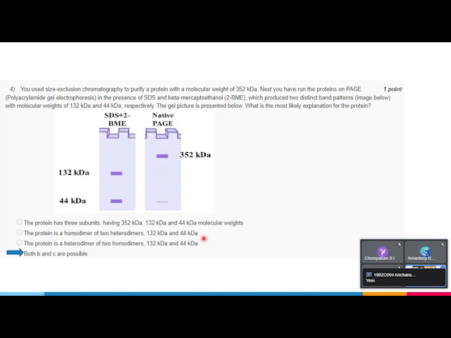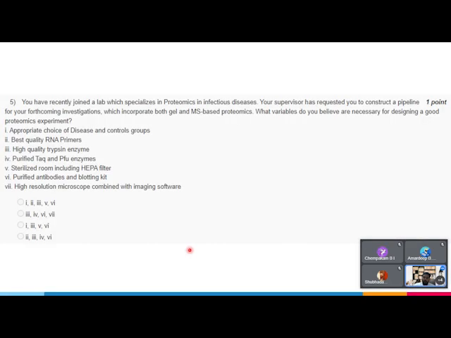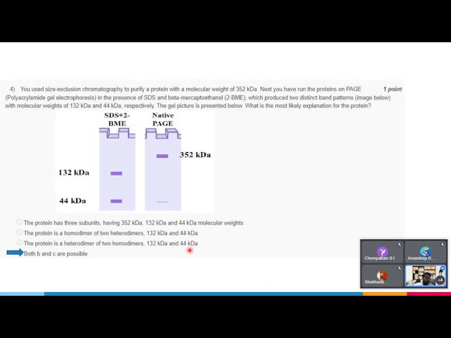Okay. So the answer to this particular question can either be that the protein is a homodimer of two heterodimers 132 and 44, or that the protein is a heterodimer of two homodimers 132 and 44. Either of them is correct, and thus the correct option is D. Both B and C are possible. Okay, so I guess there is no more question from this. Does anyone want to ask anything from this?